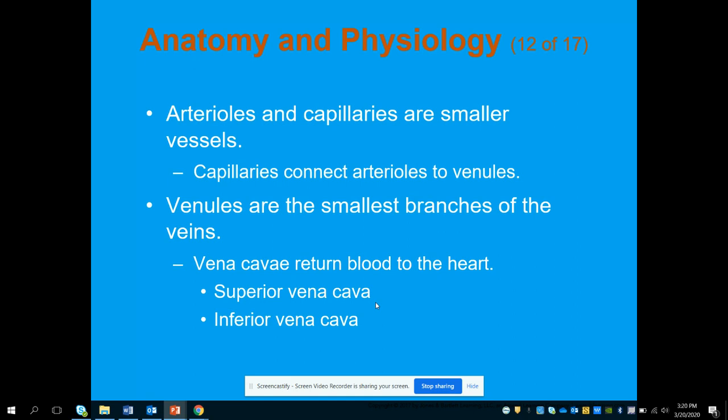And again, ultimately, those veins become larger veins all the way leading up to our largest, which is the vena cava. That superior and inferior vena cava are what return the blood back to the heart to go through the entire process again. So this is happening many times each minute, as every time that your heart beats, this is what is occurring inside of your body.